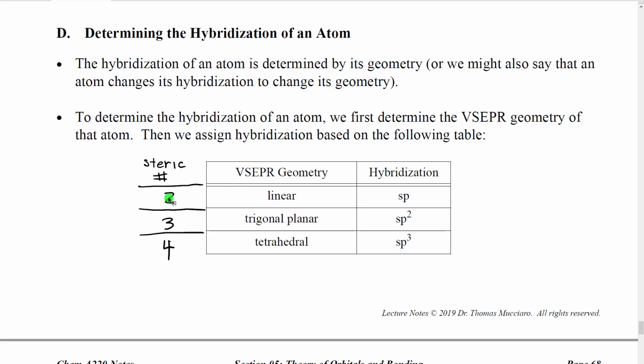We start with the steric number. A steric number of 2 would give us a linear geometry. Now we're talking about the geometry, not the shape: the arrangement of the electron clouds, not the arrangement of the other atoms. So a steric number of 2 gives a linear geometry, which would have to be sp hybridized. A steric number of 3 would give us a trigonal planar geometry, which needs sp2 hybridization. And remember, when we do steric number, we include both bonding groups and electron pairs. A steric number of 4 would give us a tetrahedral geometry, which would be sp3 hybridized.